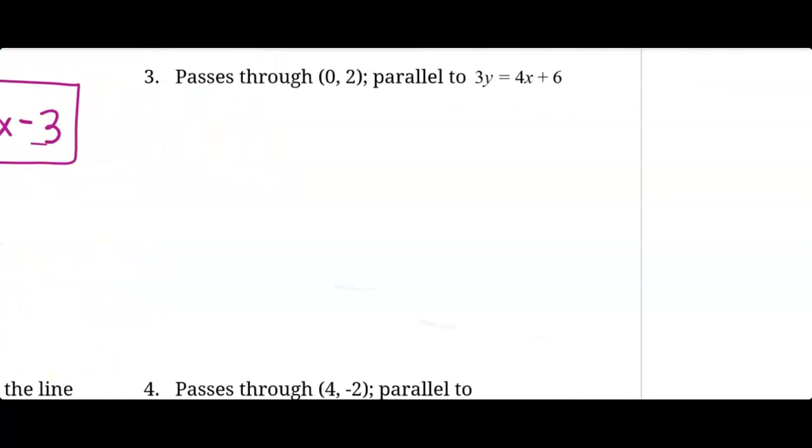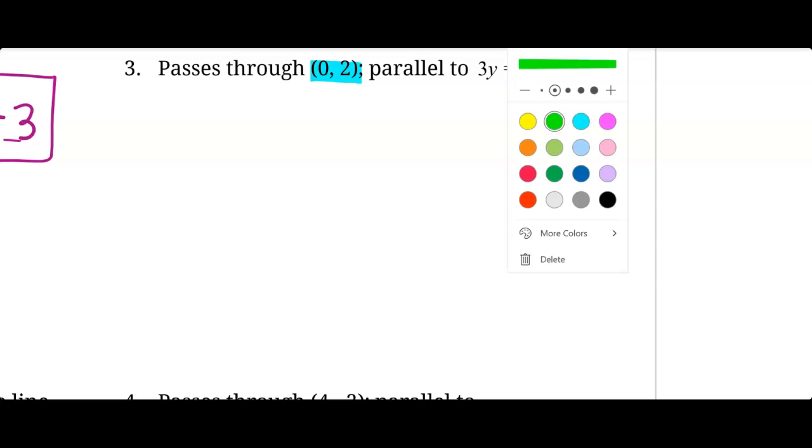So now let's look at number 3. We can see that again, we want to pass through this point 0, 2, and we want to be parallel to the line 3y equals 4x plus 6. We can't tell what the slope is from this because y is not by itself.